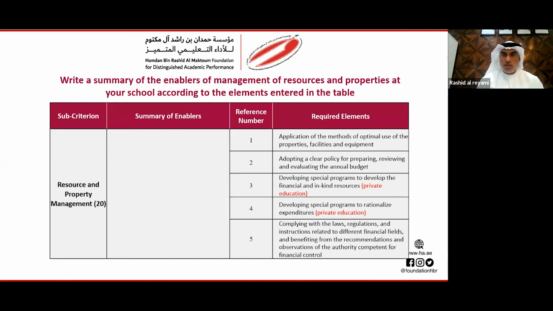On the result, also, we have to see the impact of what you have planned and applied. It is clear. So we know the difference between the criteria and the result of the criteria.